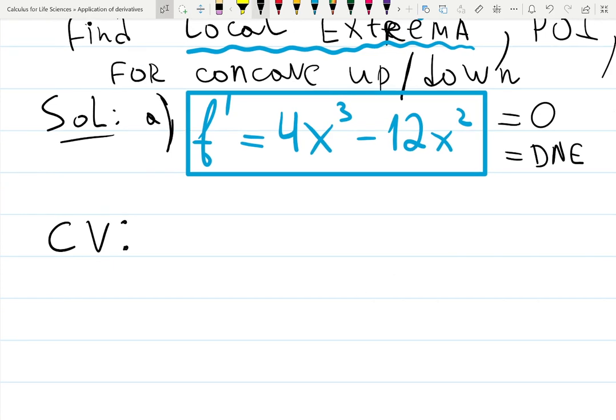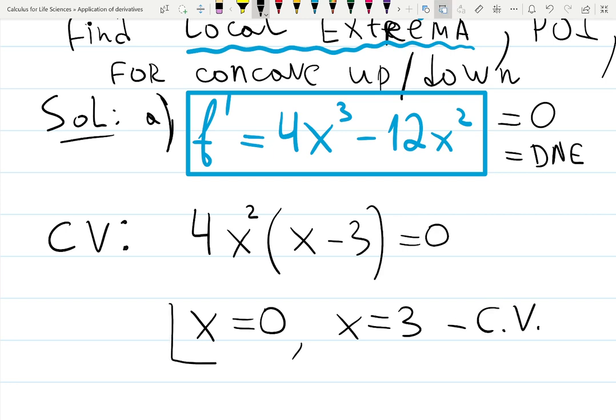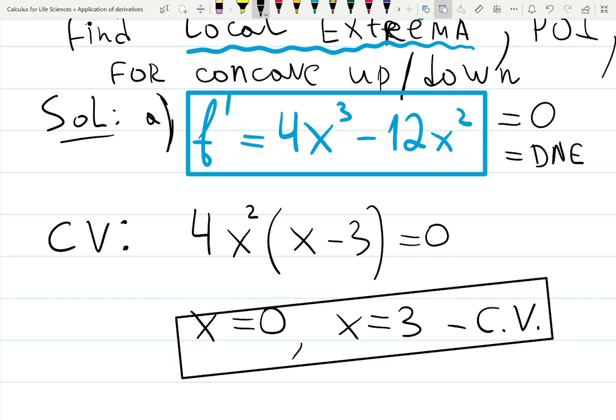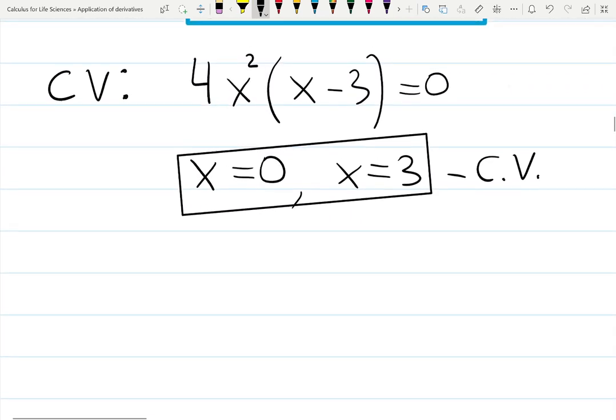Now, there are no DNE points for the cubic function, so we just need to solve. And we did something like this before. Let's factor out 4x squared, and it's going to be x minus 3 equals 0. Good. So we have two roots, 0 and 3. These are critical values. Remember critical values? They're called critical because potentially something critical is happening at those values. Maybe they are a minimum or maximum, or maybe not, but at least we don't have to look at other points.